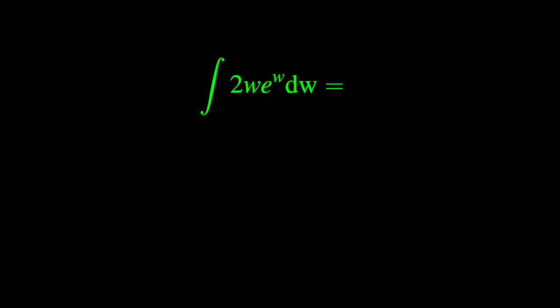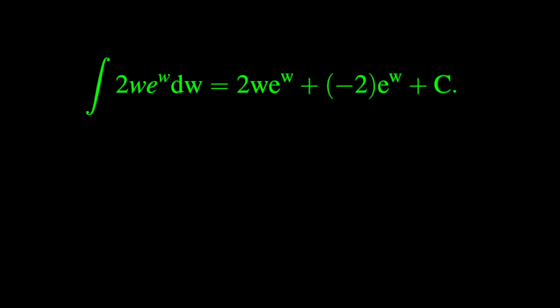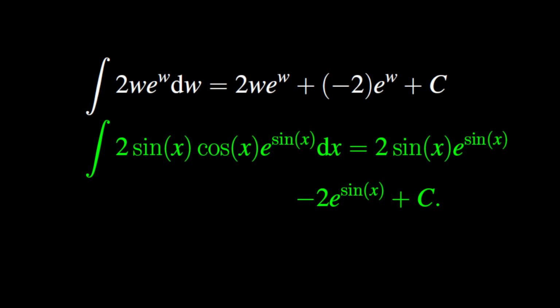In sum, the integral of 2w times exponential of w dw is equal to 2w times exponential of w, minus 2 times exponential of w, plus a constant c. Now, replacing w by sine of x, we see that the integral of 2 times sine of x times cosine of x times exponential of sine of x dx is equal to 2 times sine of x times exponential of sine of x minus 2 times exponential of sine of x plus a constant of integration c.